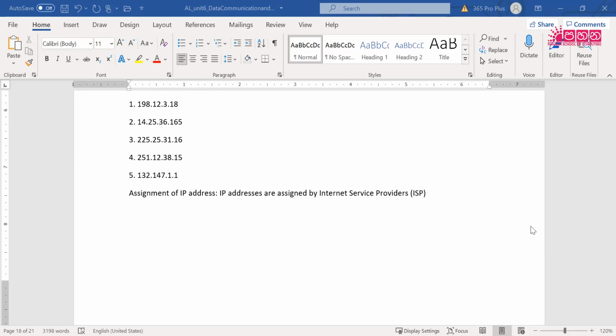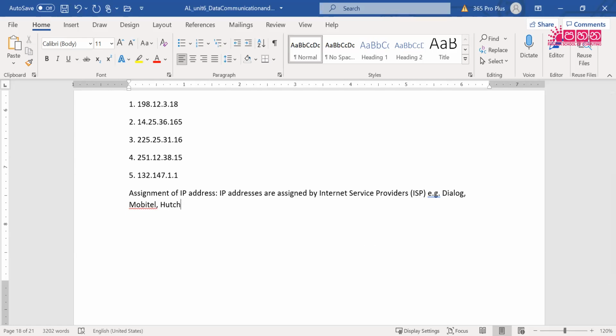So who are the ISP service providers? We can say, for example, who are the ISP providers in Sri Lanka? In Sri Lanka, we have Dialog, Mobitel, Hutch and so on. So we can see there are different service providers.